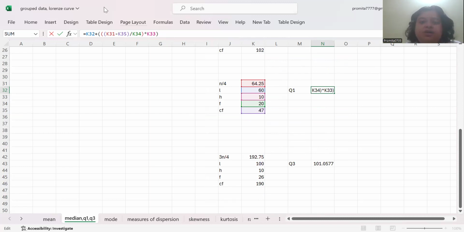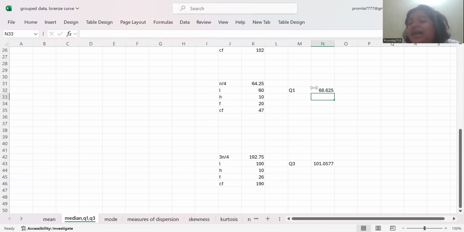So the lower boundary of this particular class is 60. The n by 4 is this 64.25. Then the cumulative frequency of the class preceding that class is 47, divided by the frequency of the class, 20 here, into the width of the class, which is 10, and we calculate the first quartile. In a similar way, we can calculate the third quartile as well.